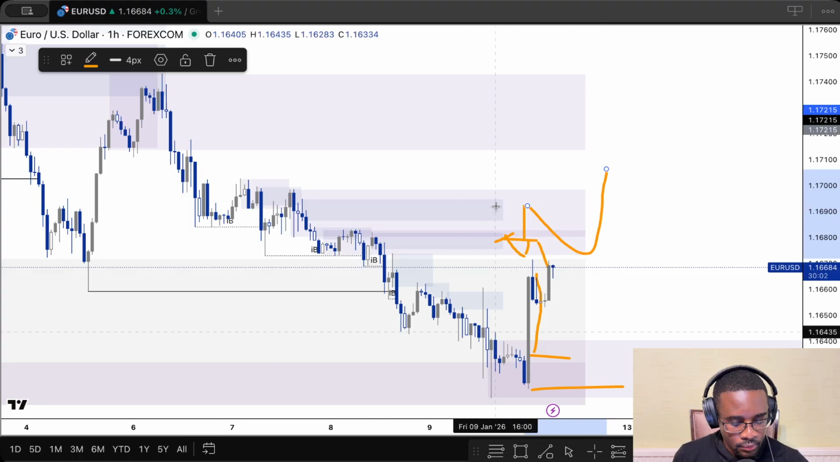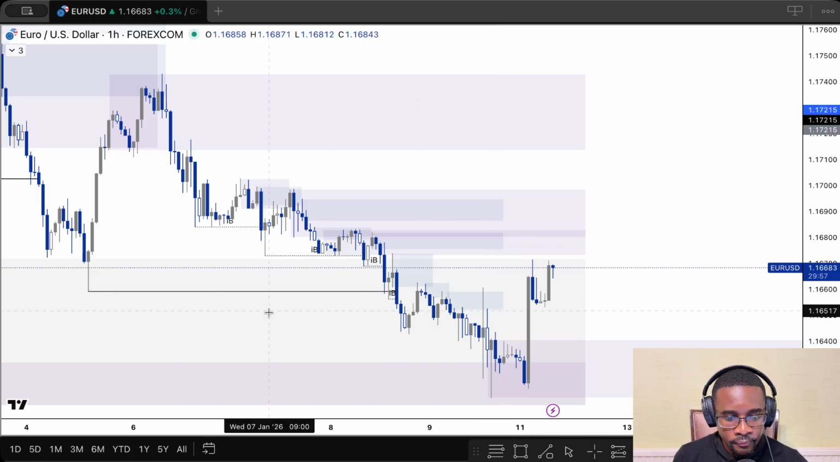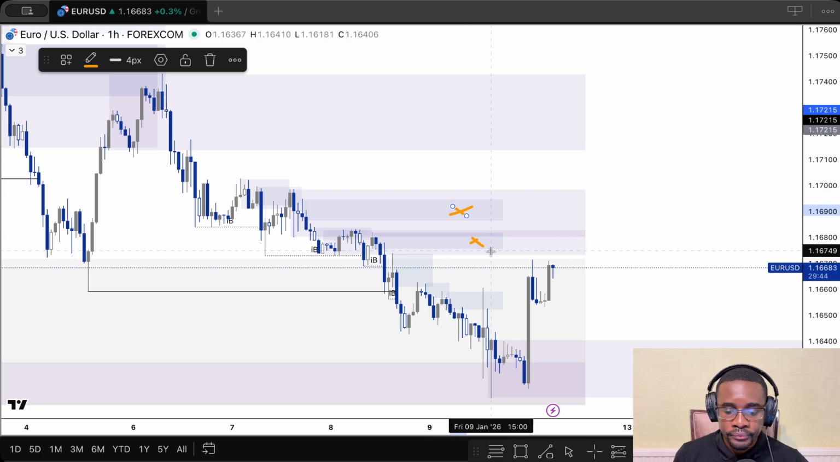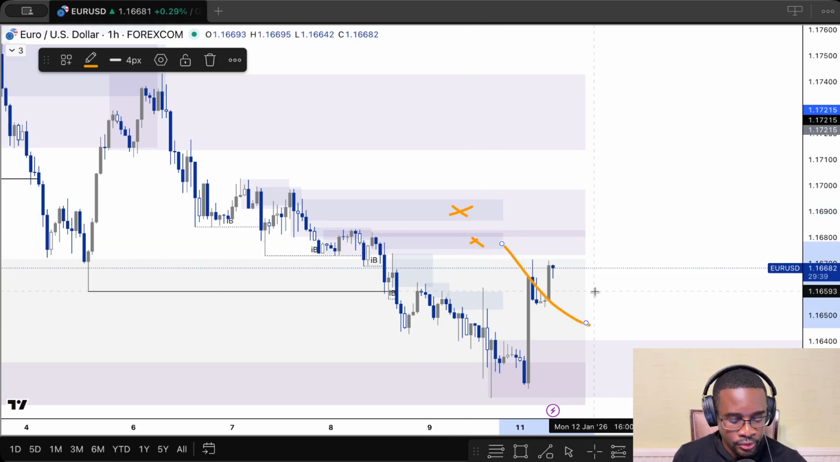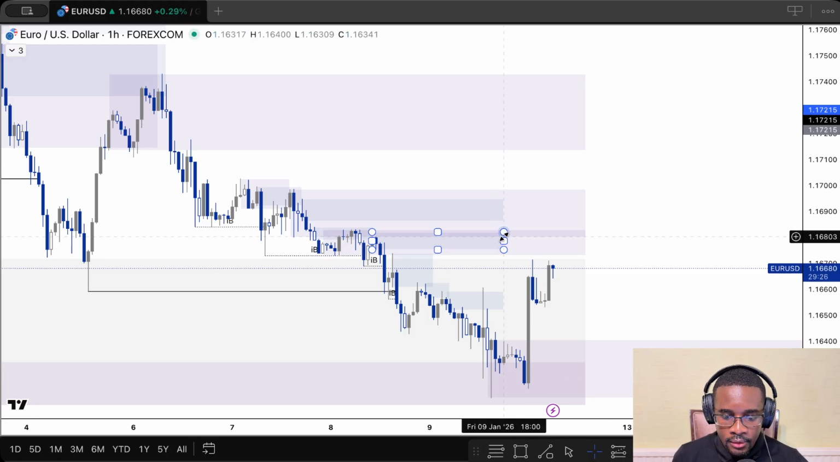So looking at fresh unmitigated POIs, this is a fresh unmitigated POI, and this is a fresh unmitigated POI at the extreme. So we just have to wait on price action to see if we'll get a reaction from there. Okay, so we might get a small reaction. Not sure if it will be enough to give us 2R. So let's look at that.